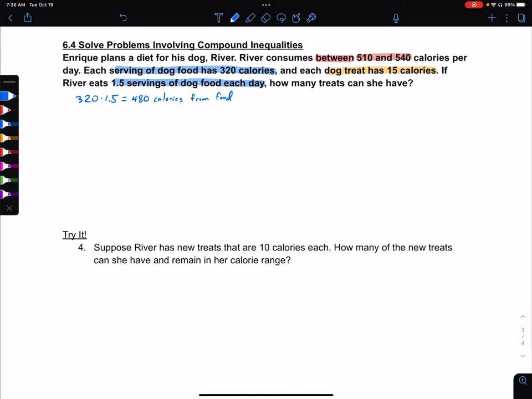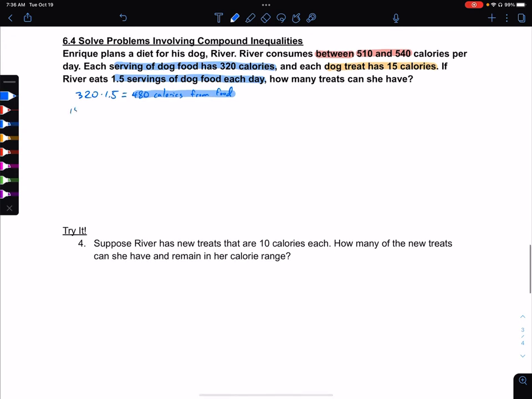And then in terms of dog treats, we know that there's 15 calories per treat. So we can show that as, we'll call the treat x, 15x, because we don't know how many treats. That's what we're trying to figure out. How many treats can she have per day? So that would be here and there. Oops, let's fix that.